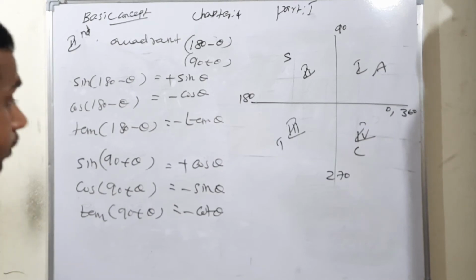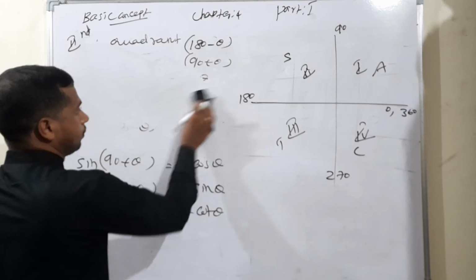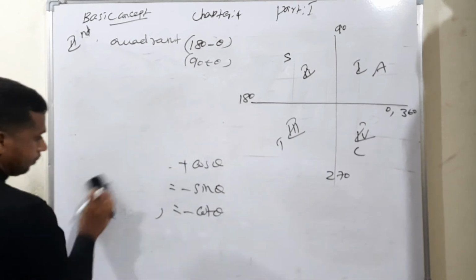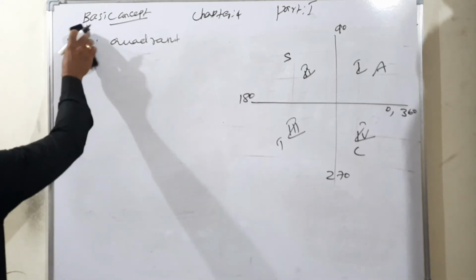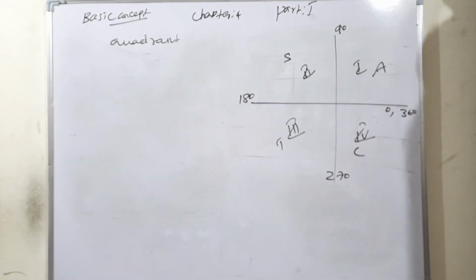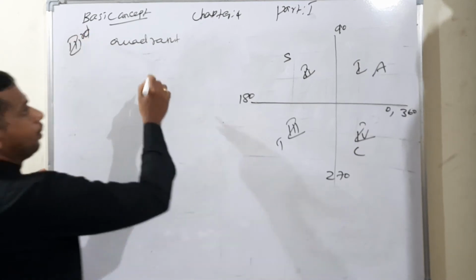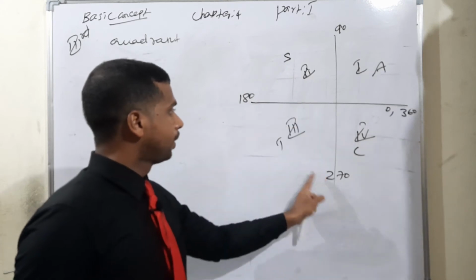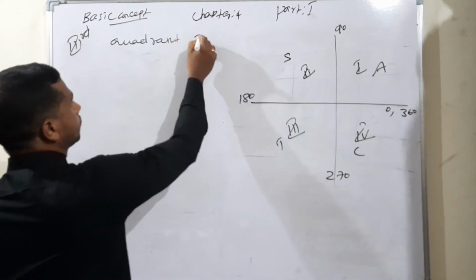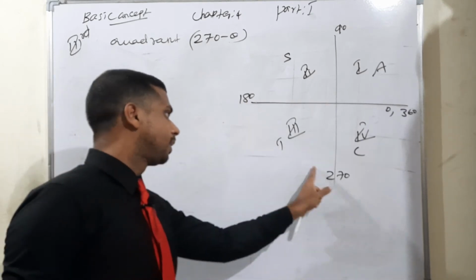Moving to the third one. So third quadrant: clockwise means 270 minus theta, isn't it? Counterclockwise means 180 plus theta.